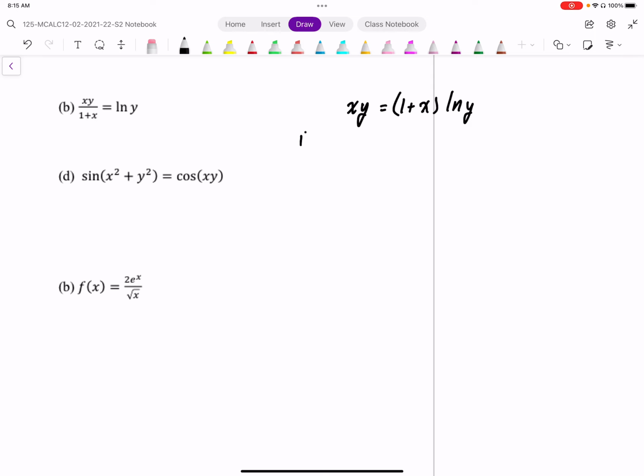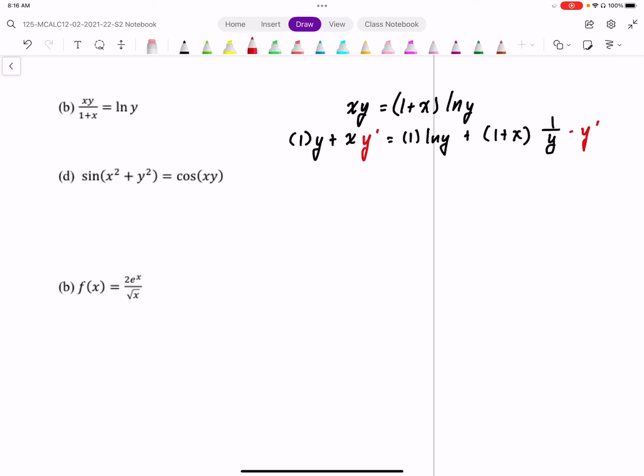So here I'm going to use the product rule. 1 times y plus x times the derivative of y is going to give me y prime. And that's going to be equal to the derivative of this. I'm going to use product rule again. So it's going to be 1 times log y plus 1 plus x times 1 over y. So we're differentiating the log. And then we need to differentiate y to generate the y prime.